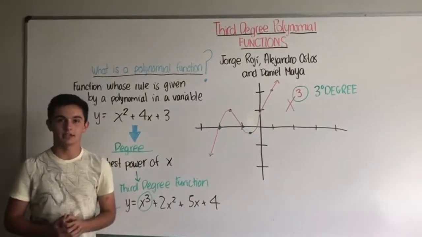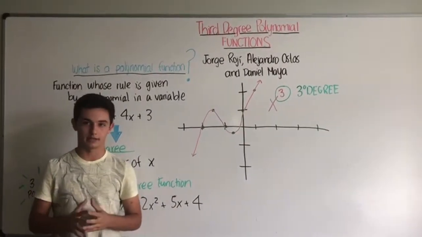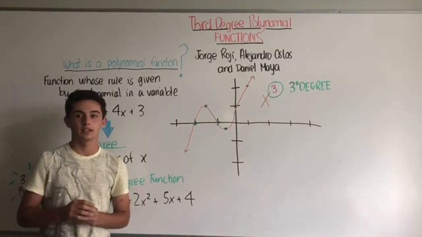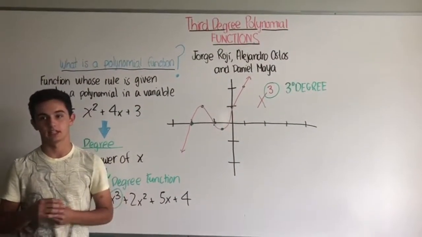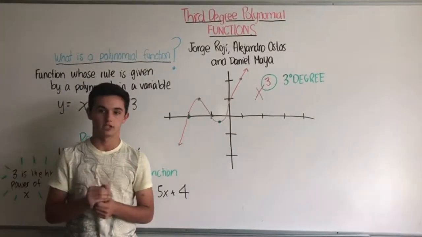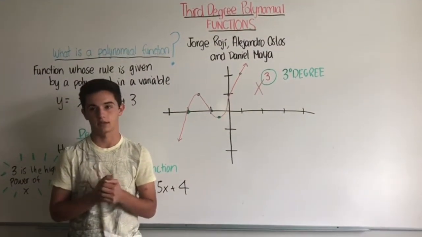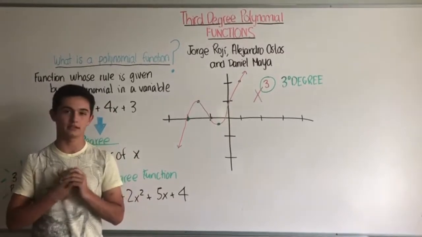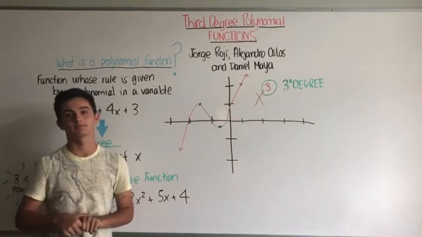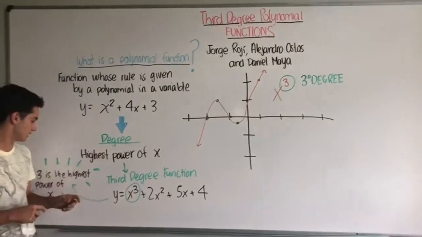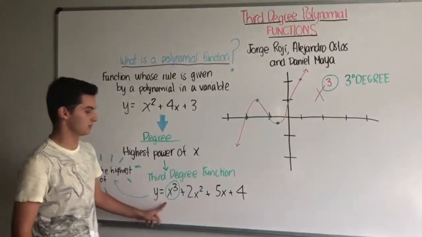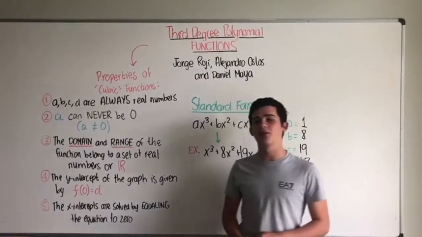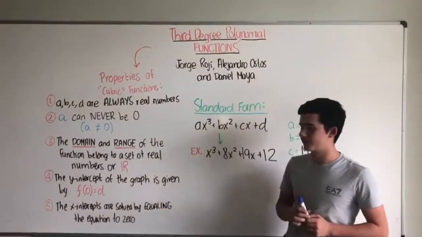However, third degree polynomial functions are more complex than what you think. These functions are determined by what's called the degree of the equation, which is the highest power of x. In these types of equations, 3 is the highest power of x, like you can see here. And an example would be this one. To understand more about the cubic functions, we have to know their properties.